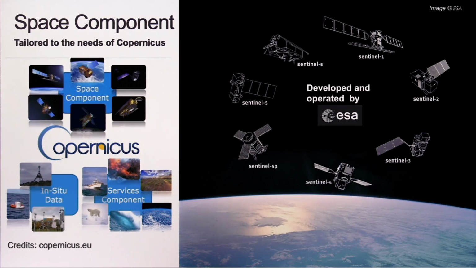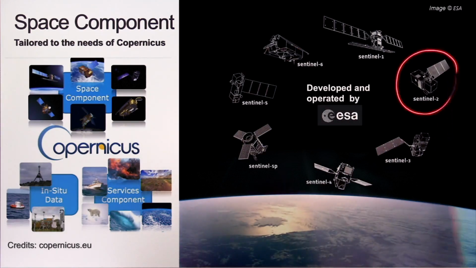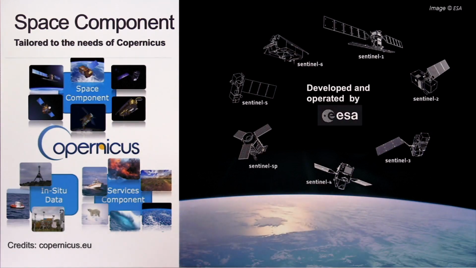Within this talk, I will mainly focus on Sentinel-2, which is the satellite that is easiest for us to understand because it's similar to a camera in a cell phone. However, it can do more than just take pictures in red, green, blue.